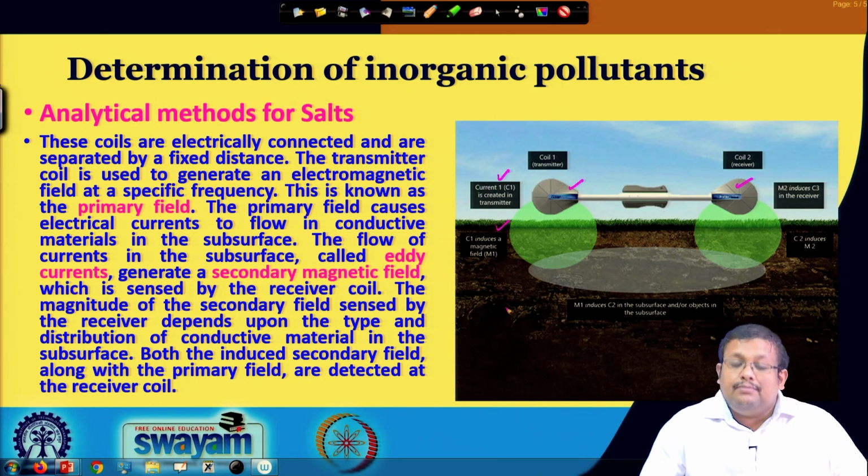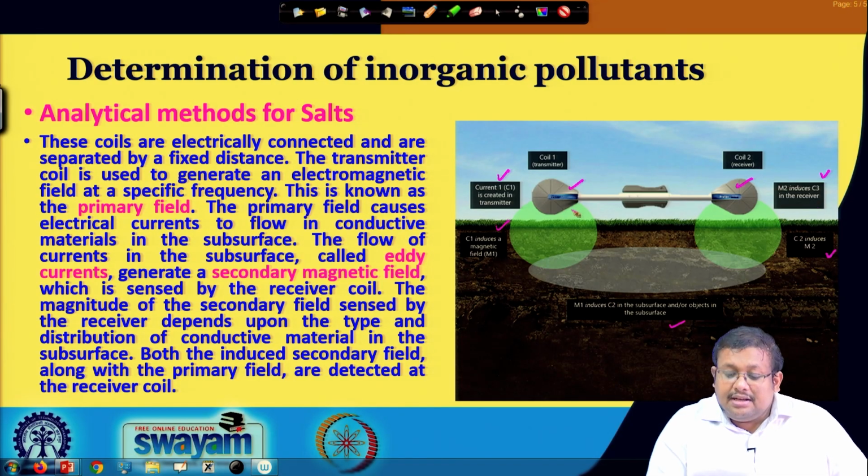Why does it induce a magnetic field? Because, remember, earth acts as a big magnet. So, when we move these coils with respect to the earth's magnet, obviously there will be an electromagnetic induction. This transmitter coil produces a current C1, this current induces a magnetic field M1, and this M1 induces C2, which is basically a secondary current, in the subsurface or on objects of the surface. C2 further induces a second magnetic field, called M2, and M2 further induces C3 in the receiver.